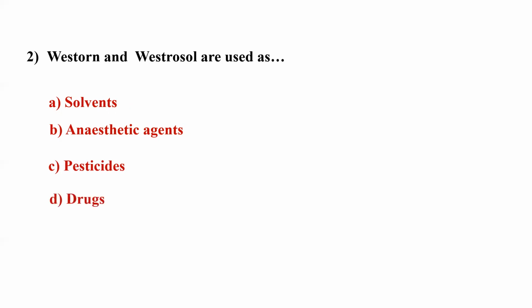Westron and Westrosol are used as what? In the previous slide, we came across Westron. In one more previous slide, we came across the preparation of Westron and Westrosol, but we did not specify what the use is because it was created here as an MCQ. What are Westron and Westrosol used for? Are they used as solvents? Are they used as anesthetic agents? Are they used as pesticides? Or are they used as drugs? These two are used as solvents, very important solvents in industries.